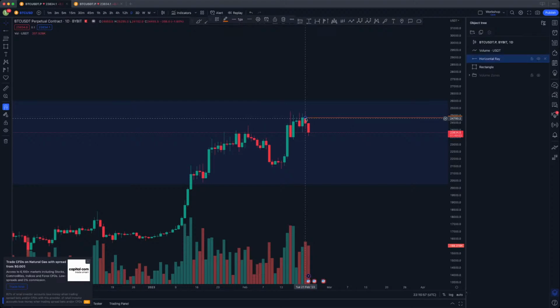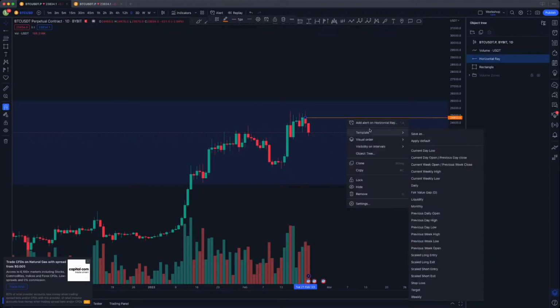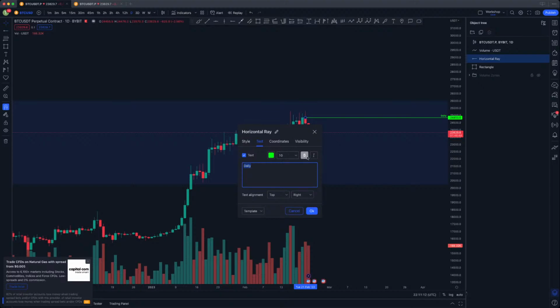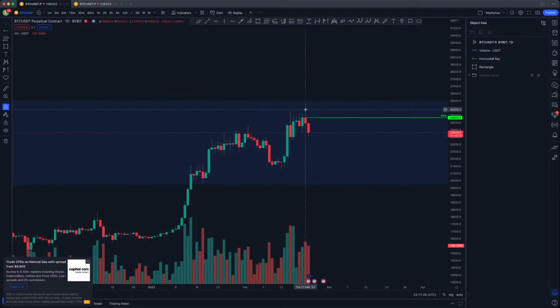I'm going to mark the first red candle, and I'm going to template this as a daily. Here I have mine templated, and the way you template it is you right click on it, choose whatever color you want, write a bit of text, whether it's bold or whatever, then hit this little template box, save as, and give it a name. Then each time you add a new horizontal ray, which is what this is, you will be able to label it. So now that's our daily time frame.